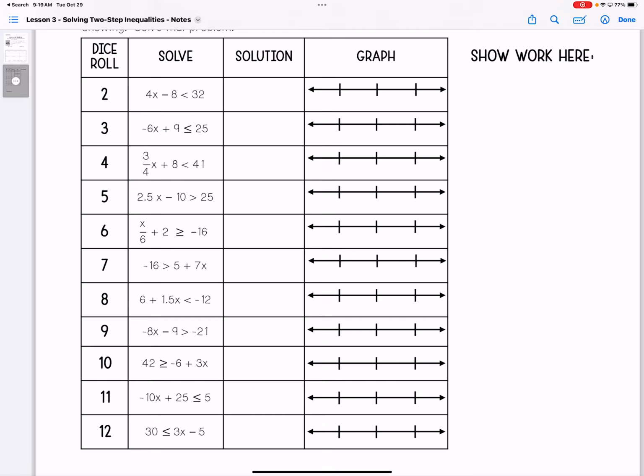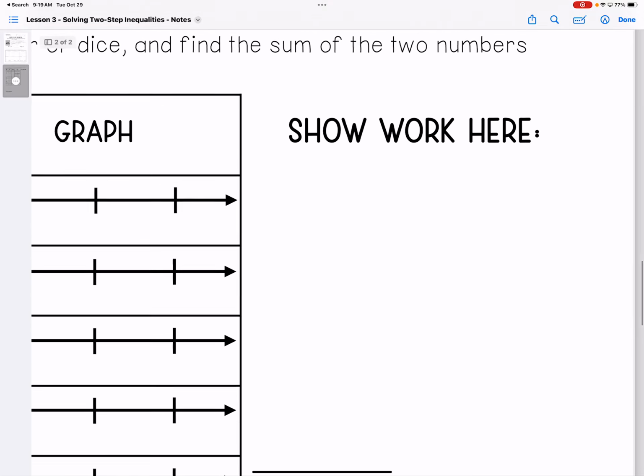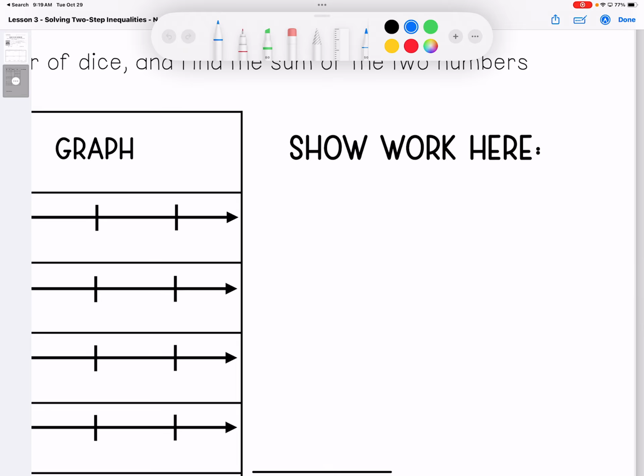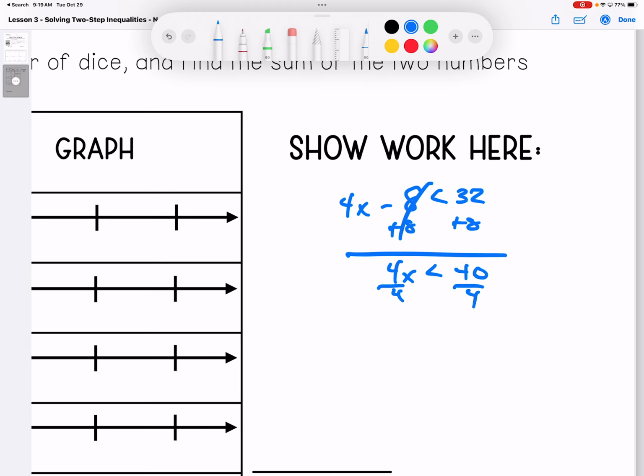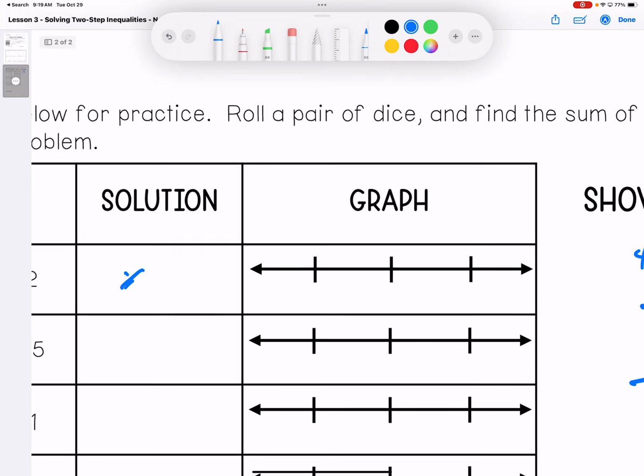All right, welcome back. Let's show our work here. I am going to have to work those out on the side and then erase them as I go. So we have 4x minus 8 is less than 32. I'm going to add 8 to both sides. I'm left with 4x is less than 40. I'm going to divide by 4. x is going to be less than 10. So on the graph, 9, 10, 11, 12, open dot at 10, and it's going to go left.